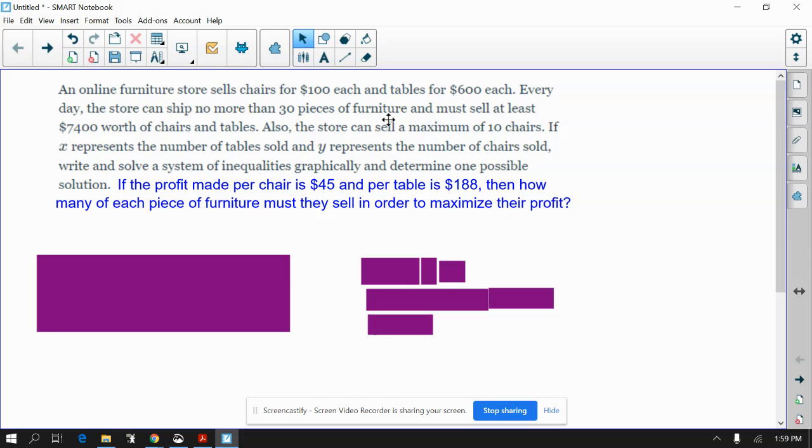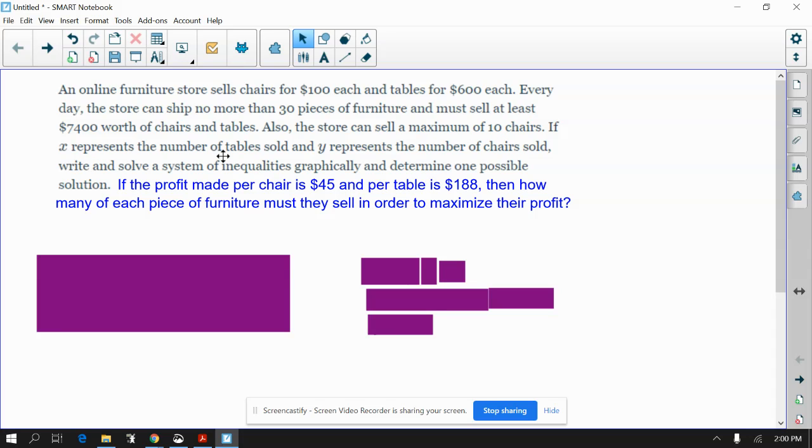So let's first figure out what's going on. We've got a furniture store that sells chairs and tables. It sells chairs for $100 each, tables for $600 each. Every day, the store can ship no more than 30 pieces of furniture, and they must sell at least $7,400 worth of chairs and tables. And they can sell a maximum of 10 chairs. So 10 is the most they can sell in terms of chairs.